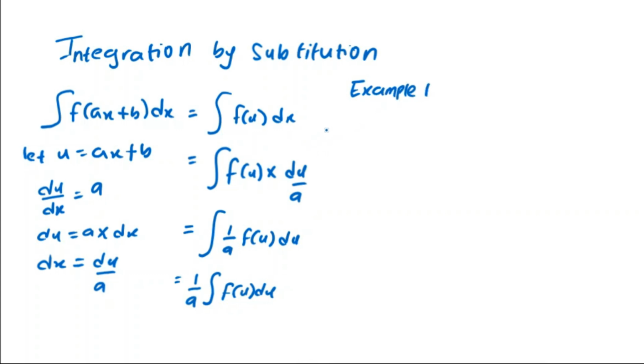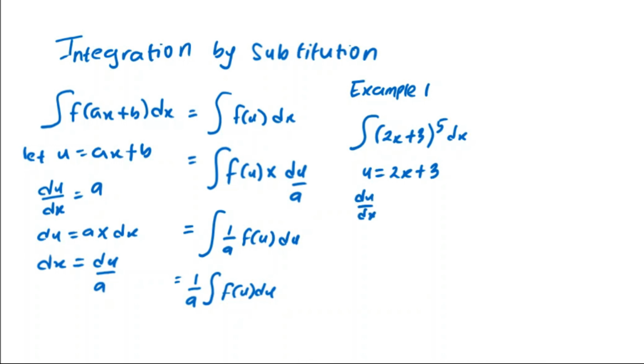Now, for example one, let's say we have to evaluate the integral of (2x plus 3) raised to the power of 5 dx. Basically, you can just apply this as a formula straightforward, but let's use the substitution so that you discover the process. Now, the first step is that we are going to say let u be equal to 2x plus 3. So find our du/dx.